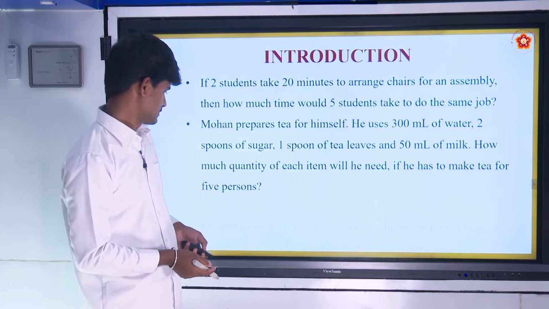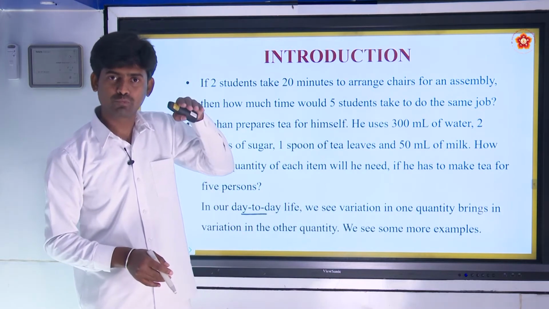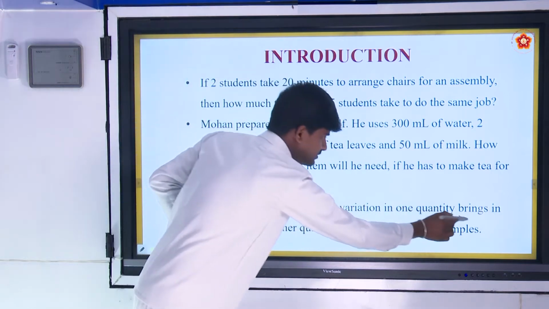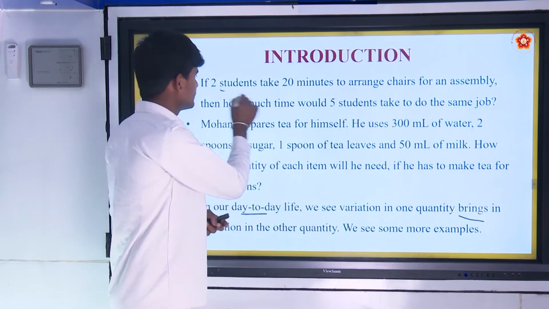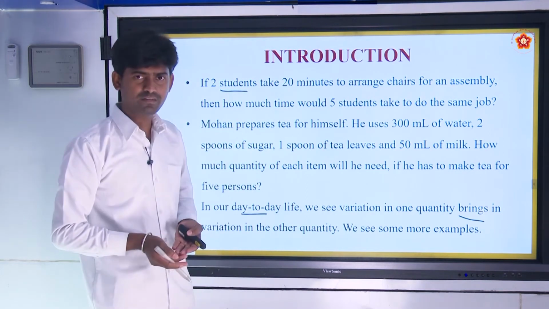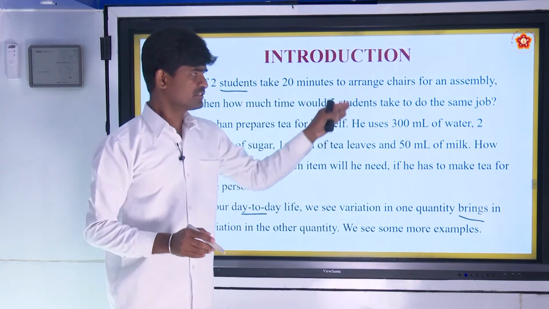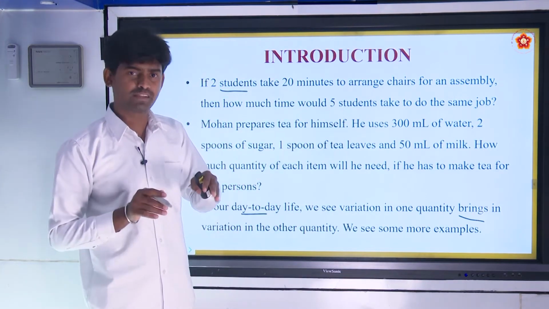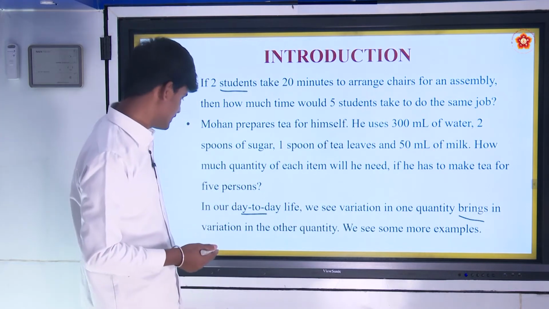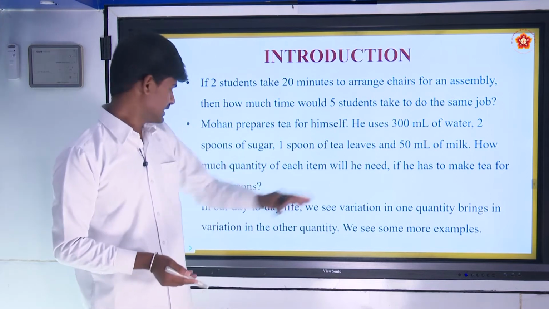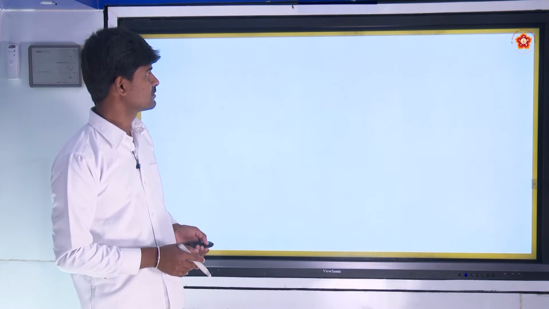So, in our day to day life, we see that variation in one quantity brings variation in the other quantity. For example, if two students take 20 minutes to arrange the chairs for an assembly, then 5 students doing the same job, the time may vary. Like that in our day to day lives, we see variation in one quantity brings variation in the other quantity. Let us see some more examples.